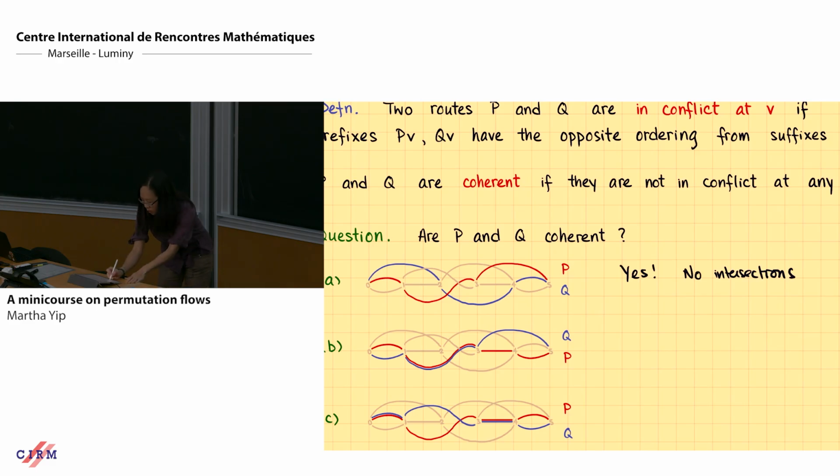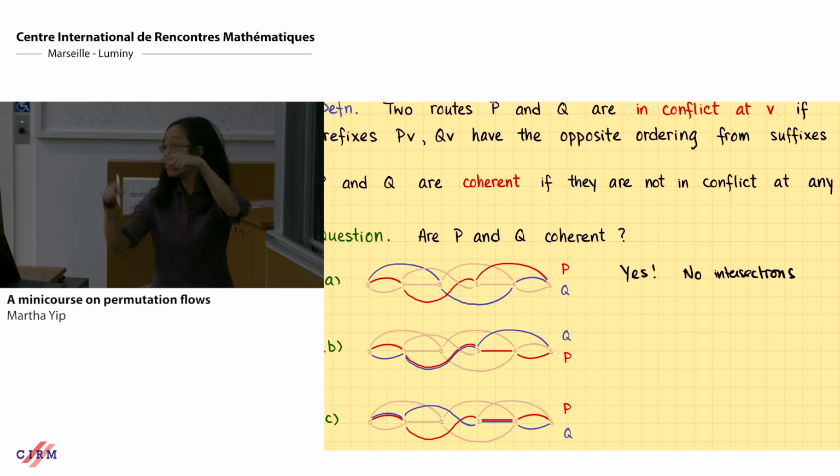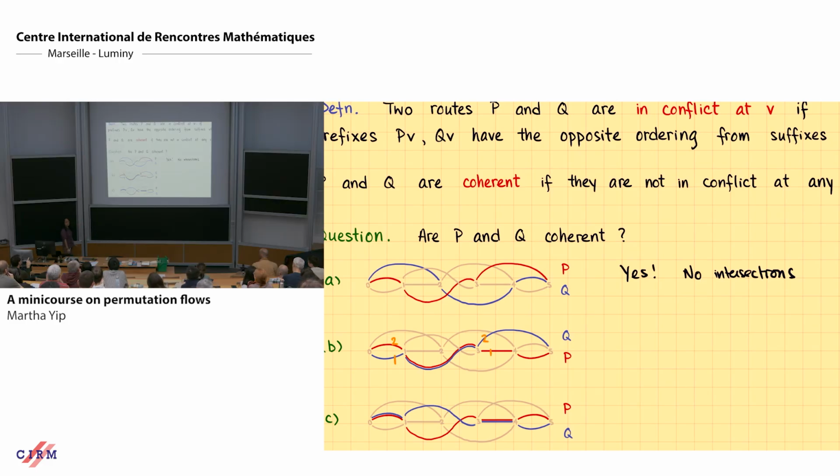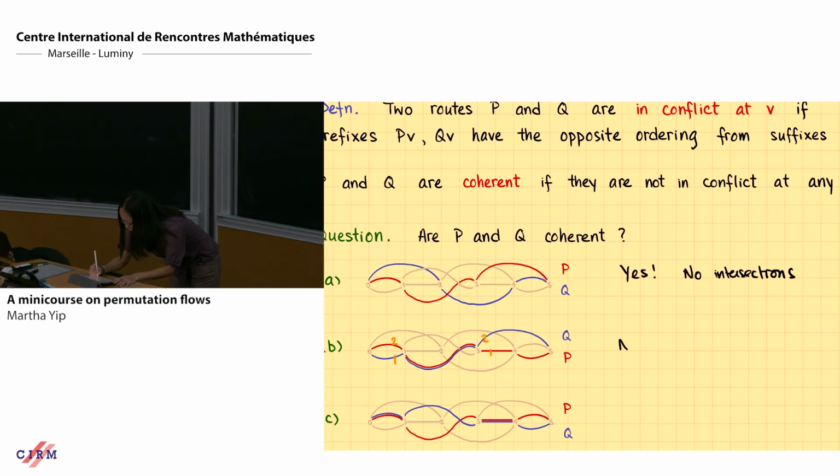So P and Q, they share this common edge, but then it splits here and it splits here. So according to the definition, you look at the relative ordering here compared to the relative ordering there. Let me just put in those framing numbers, the framing order. This comes first, this comes second, this comes first, this comes second. So now the relative orders coming in and going out are different. So this is not coherent. Now you can say they have a conflict at vertex 3, for example.